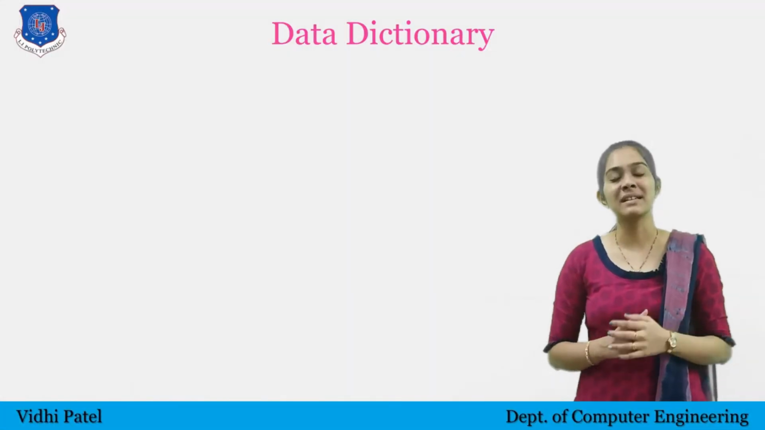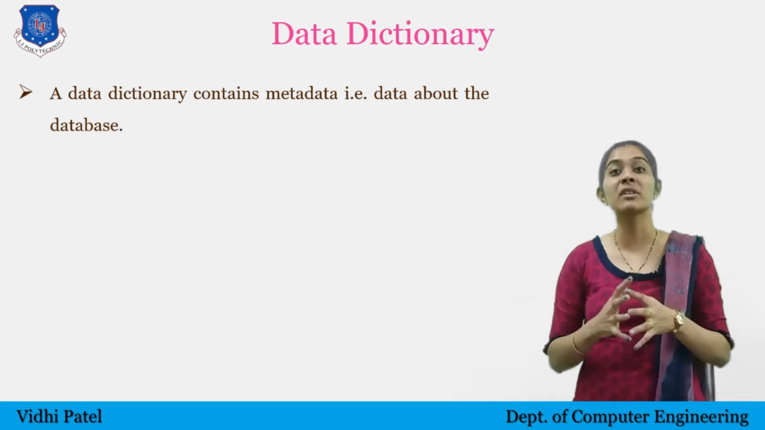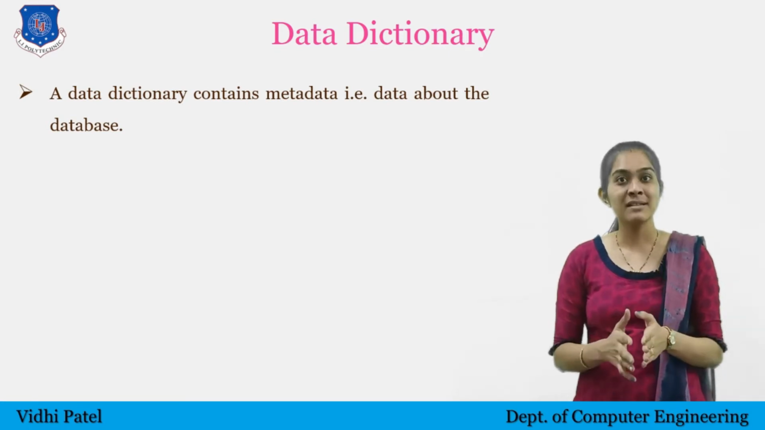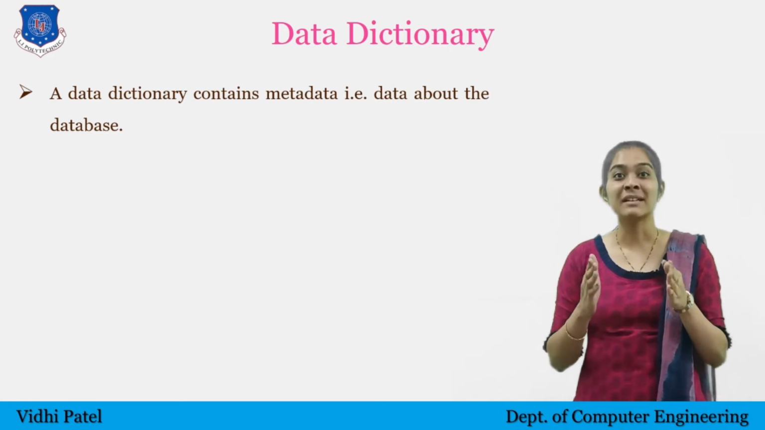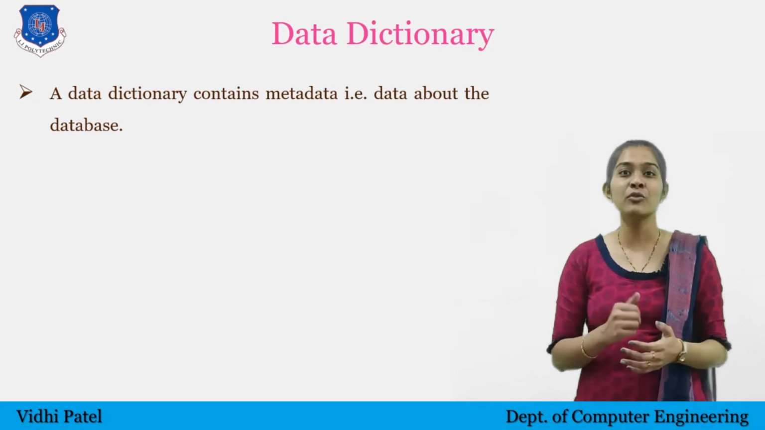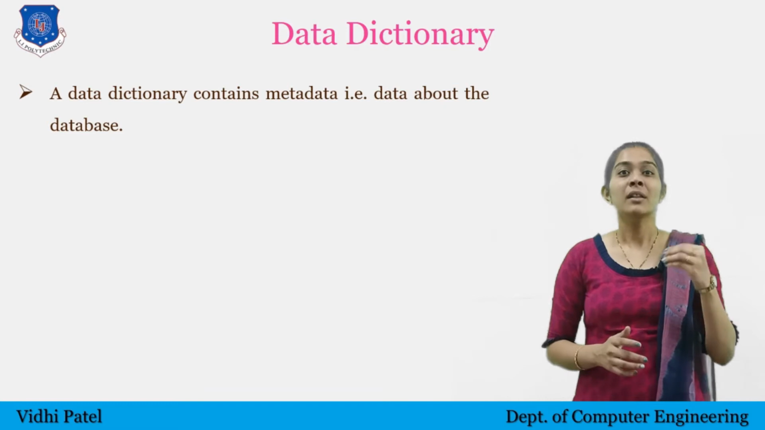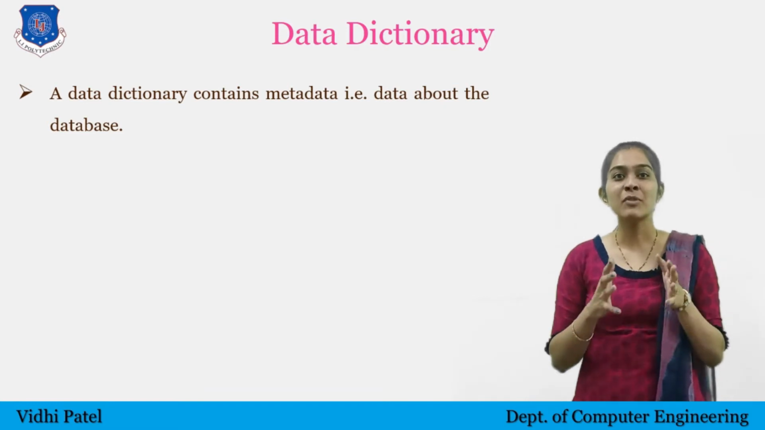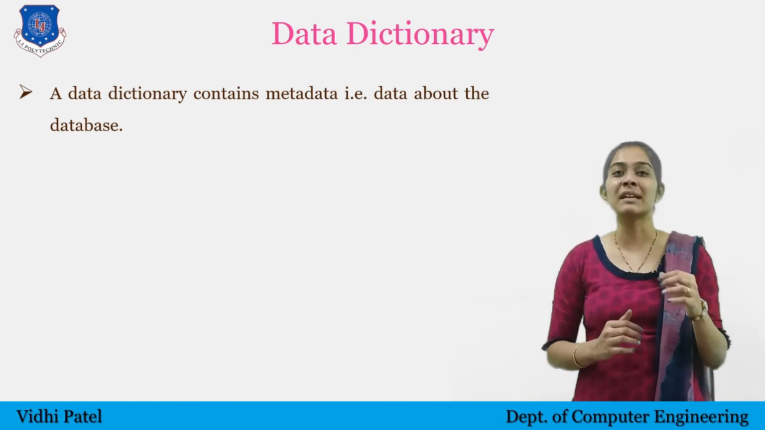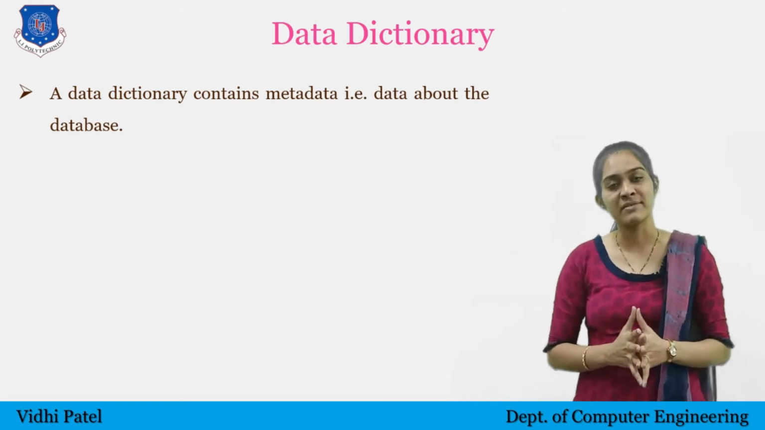Next term is data dictionary. A data dictionary contains metadata, that is data about the database. The data dictionary is very important as it contains information such as what is in the database, who is allowed to access it, and where the database is physically stored. The users of the database normally don't interact with the data dictionary. It is only handled by the database administrator.